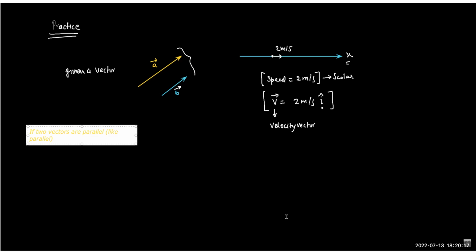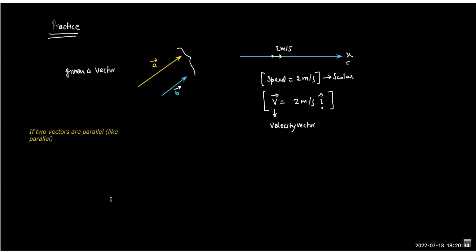Magnitude. Correct. So we cannot rely on the magnitude, but we can rely on the direction. Am I right? So that is the first takeaway. The moment we say two vectors are parallel, the one thing that we can say for sure is that they must have the same direction.